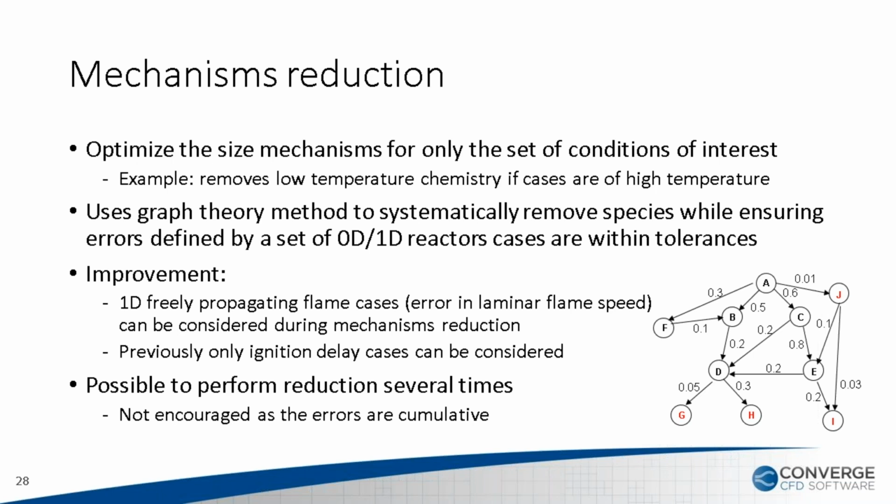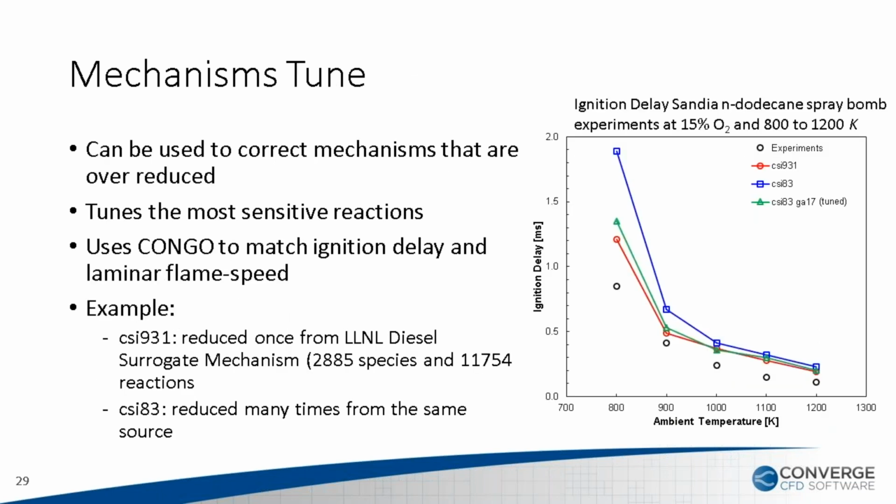Although not encouraged, if you're not happy with the size of the mechanism from your first reduction, you can run it over and over again. But the issue with that is that the errors are cumulative, so you might get the mechanism size that you want, but the error might be too large to make it of any use. So for that, we have a mechanism tuning tool. If you over-reduce your mechanism, you can use it to correct the mechanism so that it's back to the original mechanism performance. What it does is tune the most sensitive reactions based on the cases you give it.